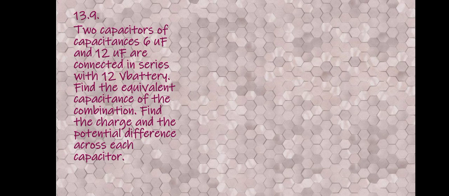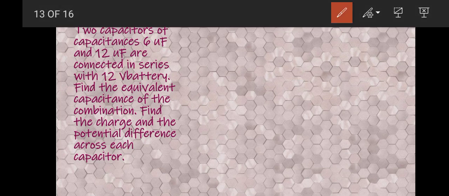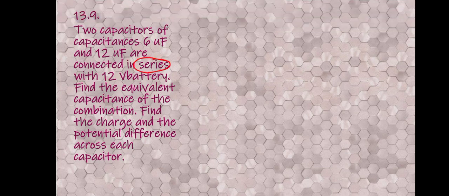13.9. Two capacitors of capacitances 6 microfarads and 12 microfarads are connected in series with 12 volts battery. Now you have to be careful about the combination. It is a series combination of capacitors. They are connected with 12 volts battery. You have to find out the equivalent capacitance of combination. Find the charge and potential difference across each capacitor. Along with the equivalent capacitance, you have to also find how much amount of charge will be stored on the capacitors joined in series and the potential difference across the capacitors also.